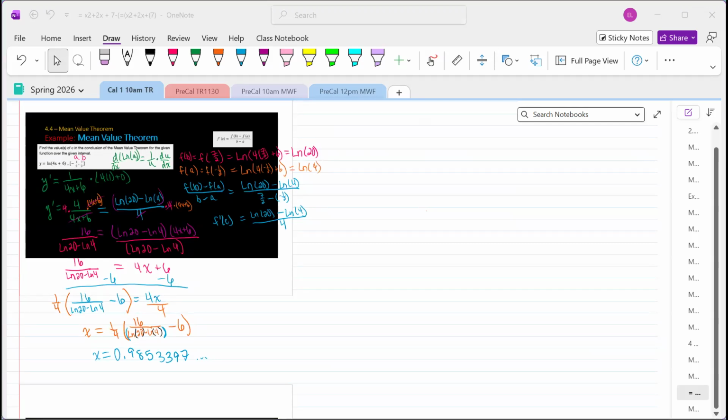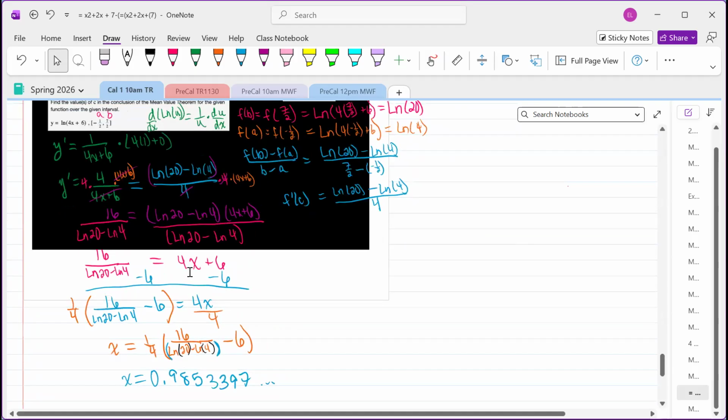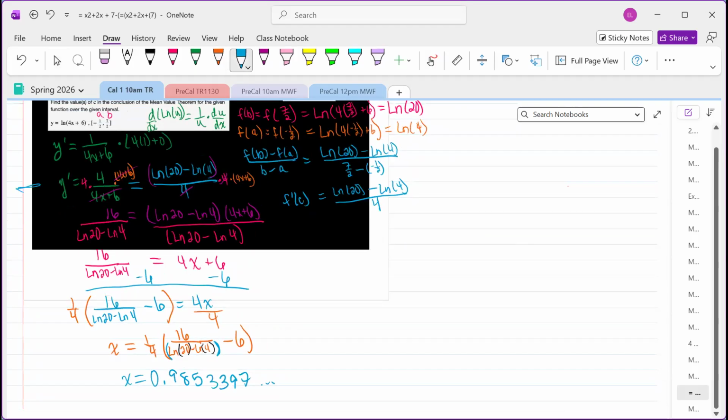On that last part, how did you get rid of the 4x plus 6 on the right? When you were multiplying? So you mean in here? Yes, like you multiply. Is it multiplied by the top and bottom or just?